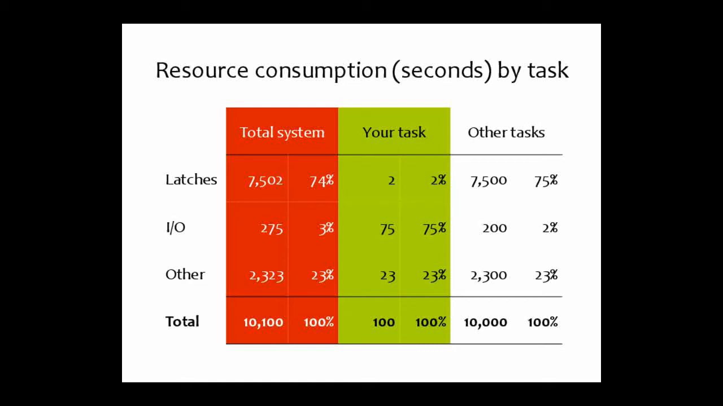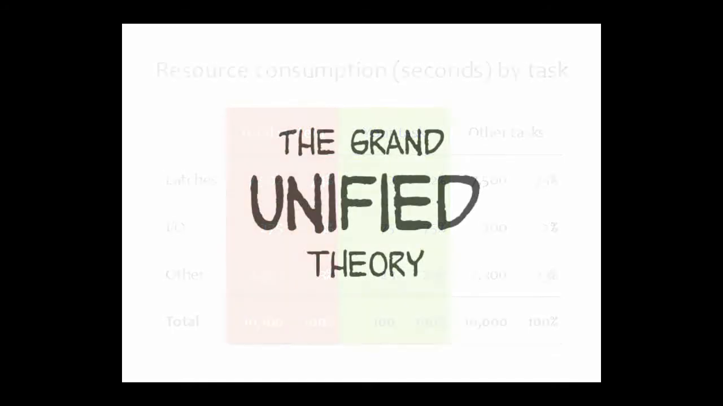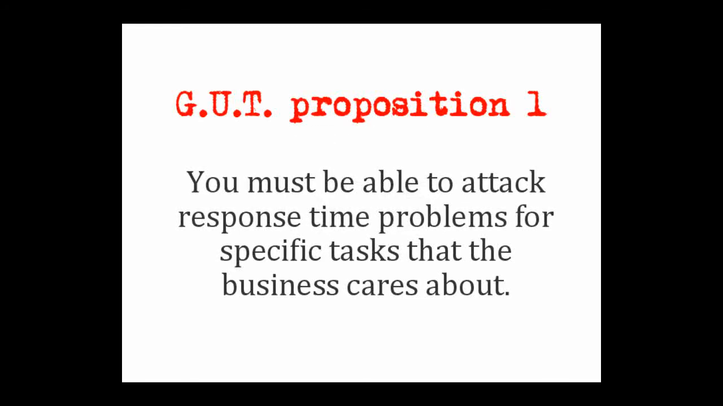So here's how I think it all fits. This is the grand unified theory of trace data and ASH data. And if you go back to the proposition that I made at the very beginning, where I said you must be able to attack response time problems for the specific tasks that the business cares about, I believe that the first level of attack needs to be executed with Oracle trace data. Because trace data allows you to answer the question, where does this task's time go? And it allows a developer to see how his or her code path stimulates the database to do various things, how it stimulates the network, how it stimulates every single thing between the app and the operating system that the database is sitting on top of.